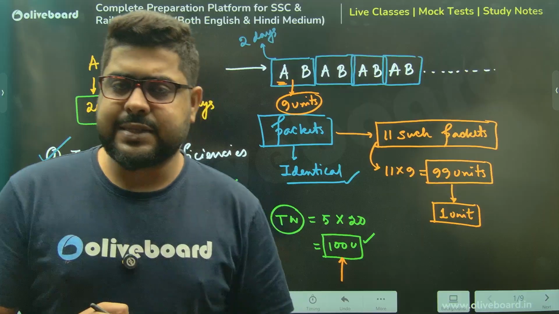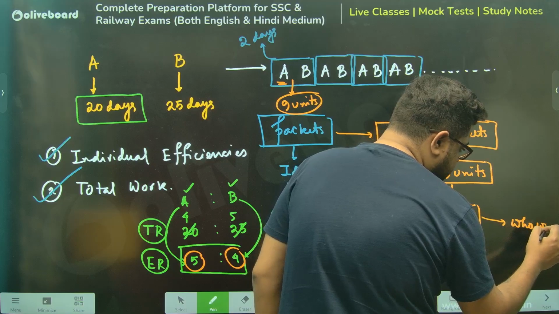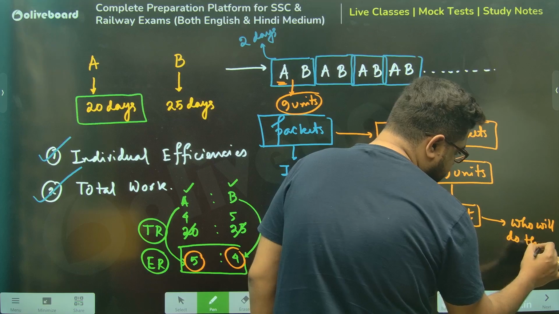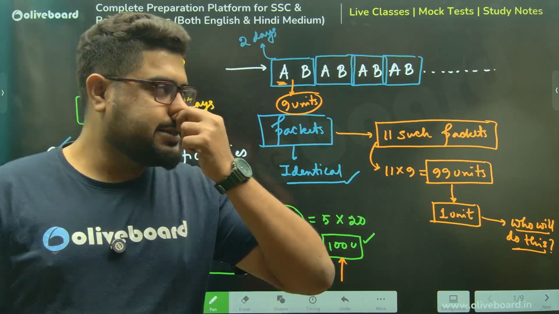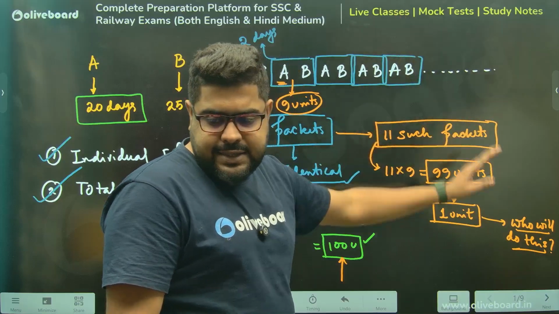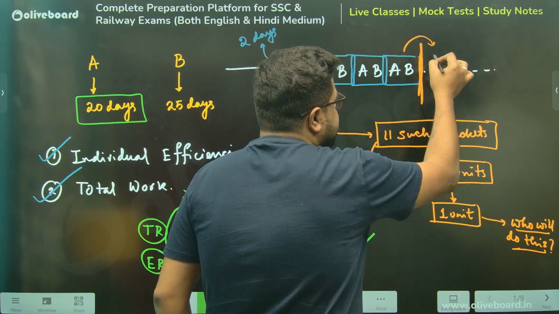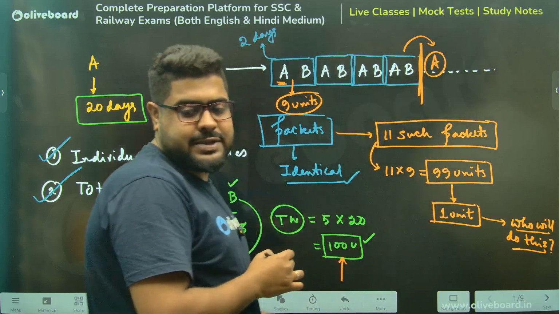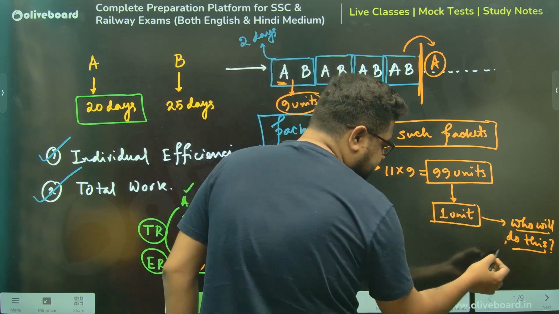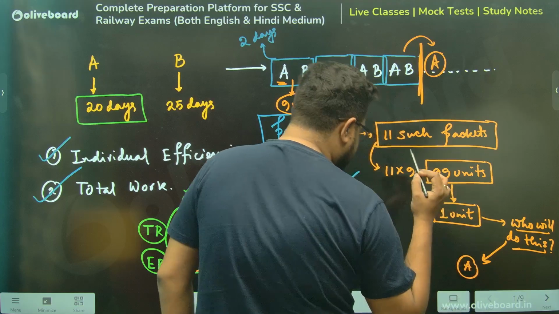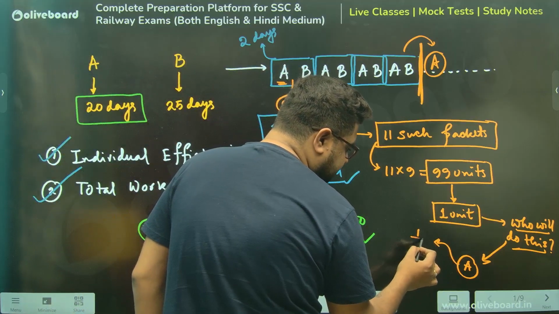Now ask yourself this question: who will do this 1 unit? Look at this. Every time a particular packet ends, who comes to work next day? A comes to work because A had started. So can I say this 1 unit will be done by A? Now A can do 5 units in a day, so to complete this 1 unit A will take 1 by 5 days.